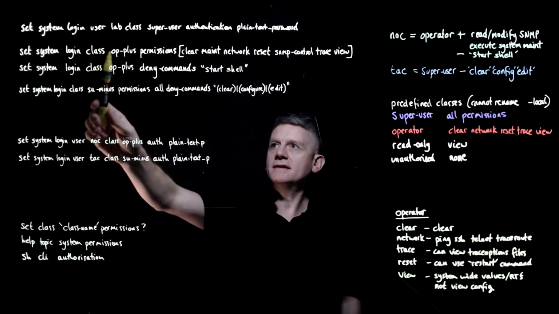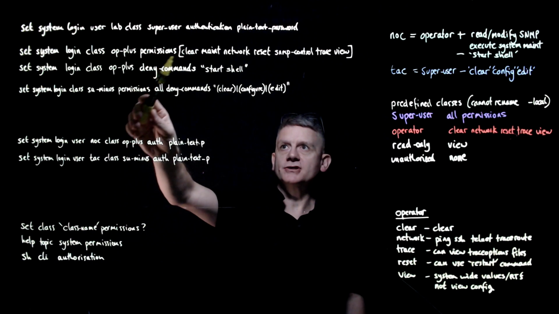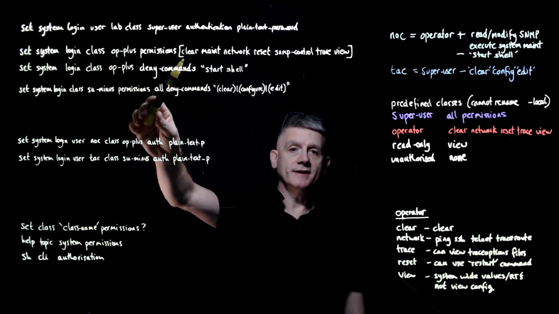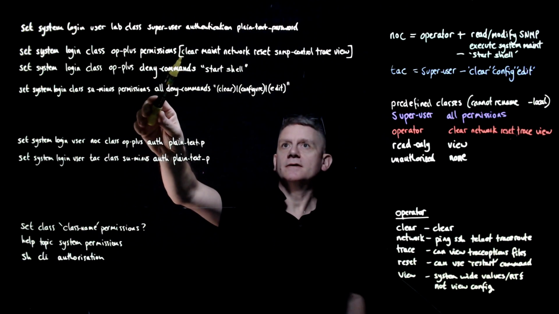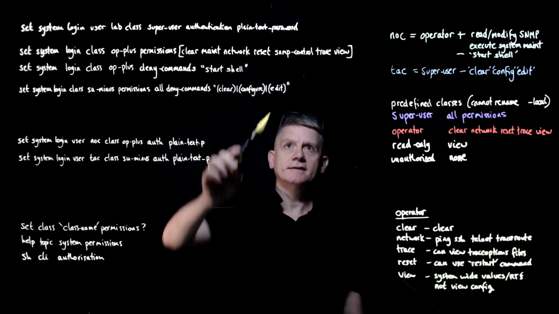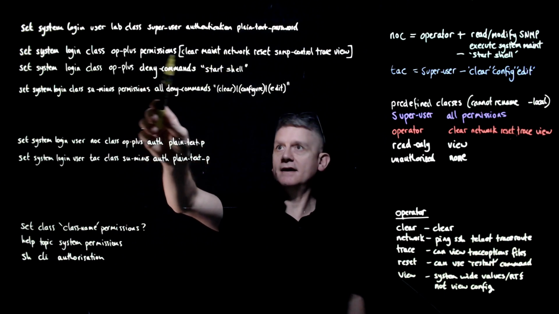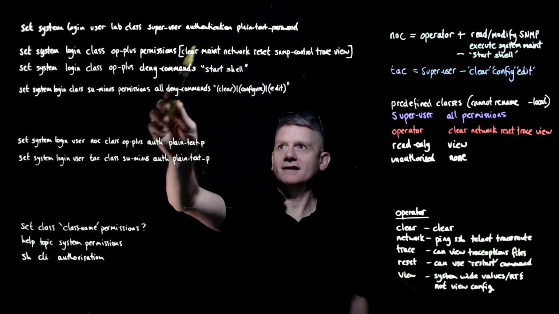Set system login class. We're going to call it op+, and in the permissions inside the square bracket we'll put in the 5 operator permissions, which are clear, network, reset, trace and view. We're going to add SNMP control and maintenance, and that's under permissions in the square bracket.